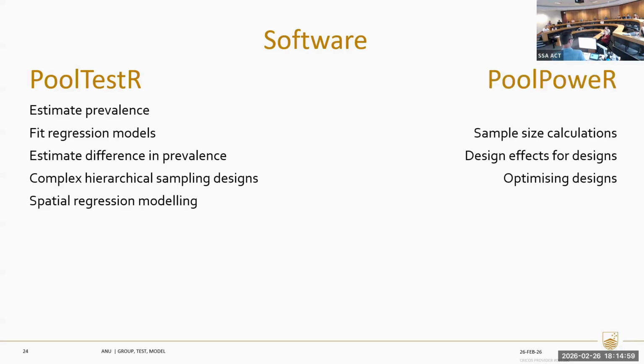I'm also working on another package called PoolPower, which is kind of the flip side of this, not the analysis of the data, but the design. Doing sample size calculations, design effects for designs, optimizing design. Why do we need to do this? Like I said before, if you don't retest individuals, you lose information. If a pool of 20 is positive, it could be that one of them is infected, or it could be that all 20 of them are infected. You don't actually know. So you lose quite a bit of information by pooling, and how much information you lose depends on the design. So it is worth thinking about design.